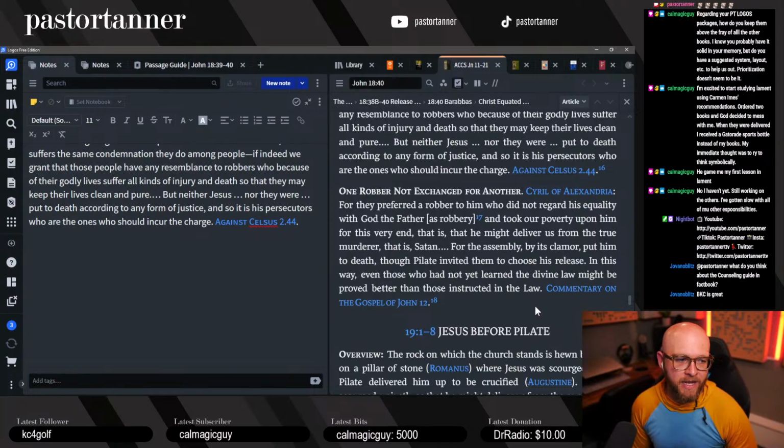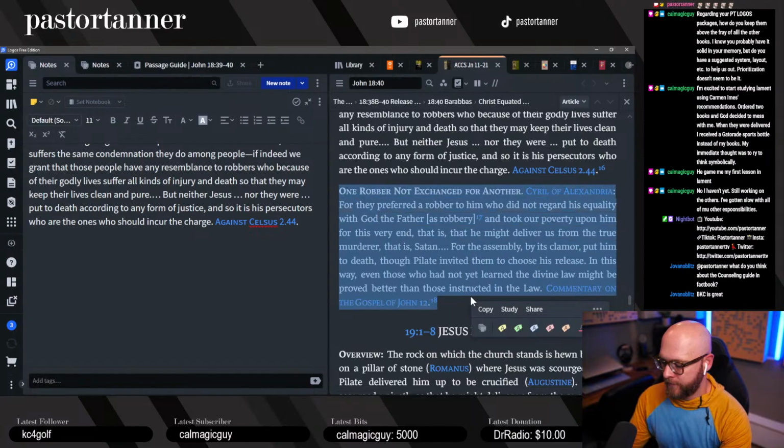For the assembly, by its clamor, put him to death, though Pilate invited them to choose his release. In this way, even those who had not learned the divine law might be proved better than those instructed in the law. That's very interesting.